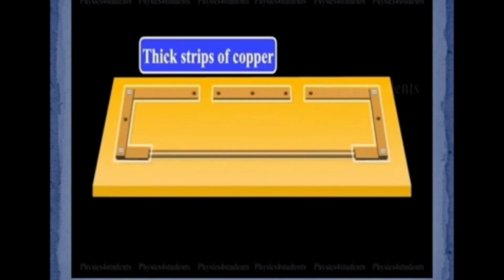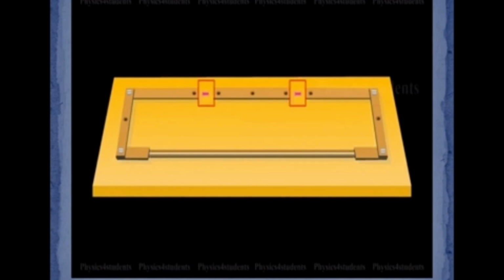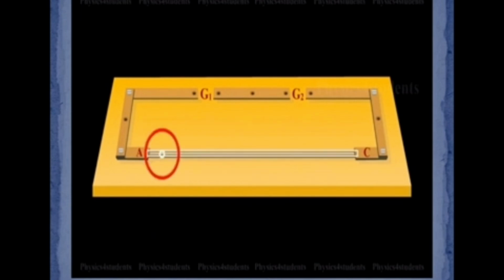A thick metal copper strip is placed on the wooden board. There are 2 gaps, G1 and G2. The center point is B. A uniform wire is connected between A and C. That is a 1 meter length wire. Using that, we are going to calculate the unknown resistance.